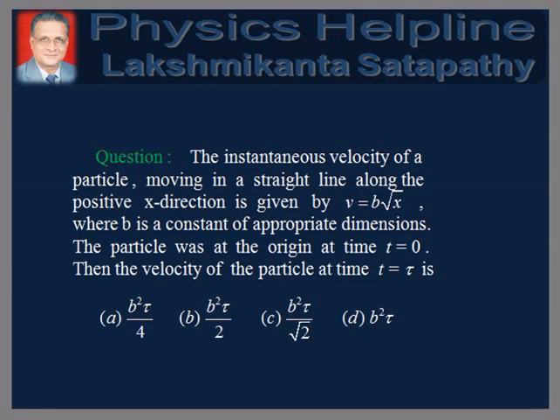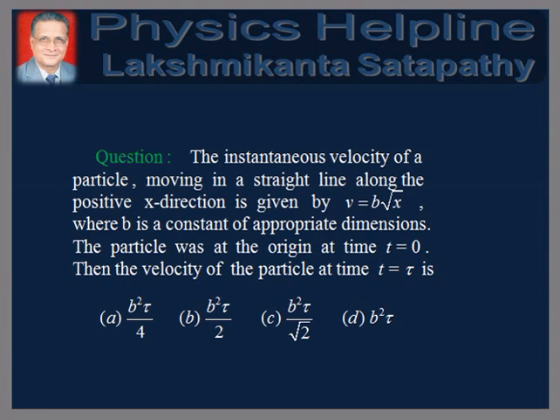The instantaneous velocity of a particle moving in a straight line along the positive x direction is given by v is equal to b root x, where b is a constant of appropriate dimensions. The particle was at the origin at a time t is equal to 0. Then the velocity of the particle at a time t is equal to tau is.